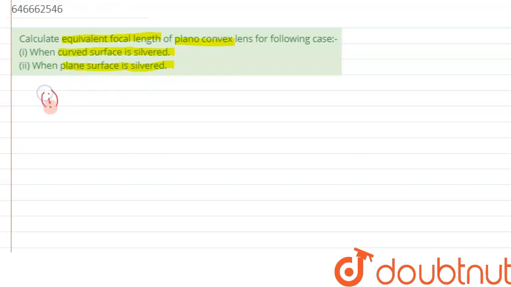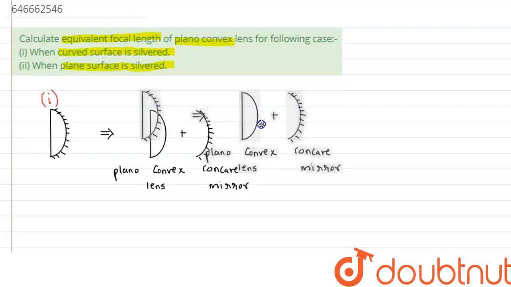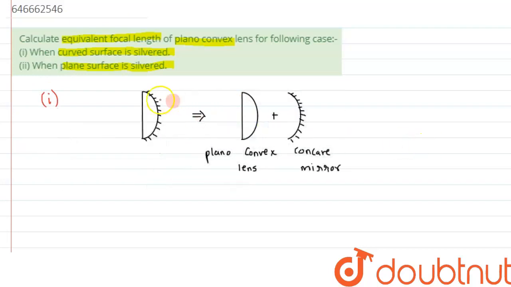So for the first case, let's try to analyze the given situation. This is a plano convex lens of which the curved surface is silvered. This is a case of silvering of a lens, which we have already covered in the theory class. So we know the whole system behaves as if it is a mirror, that is, the reflection or refraction of light takes place as if it is a form of a mirror.